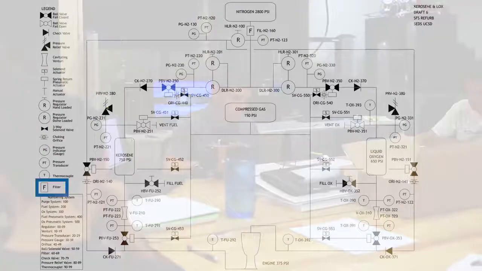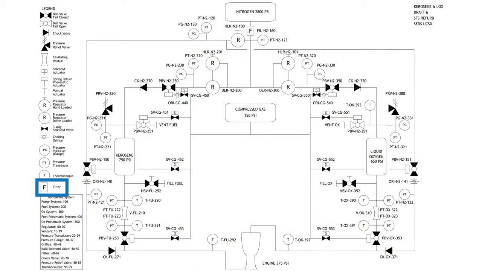And then the big F with the rectangle is just a filter. So that filter basically takes a bunch of debris and traps it inside of it, and so that debris doesn't travel through your system. It's very important to keep debris out of your system.